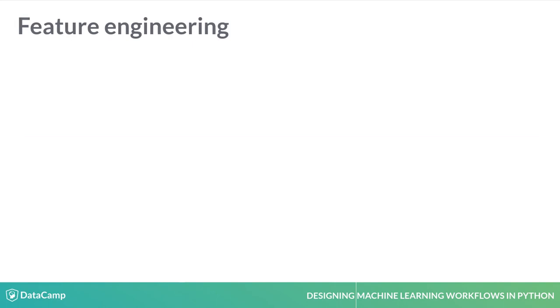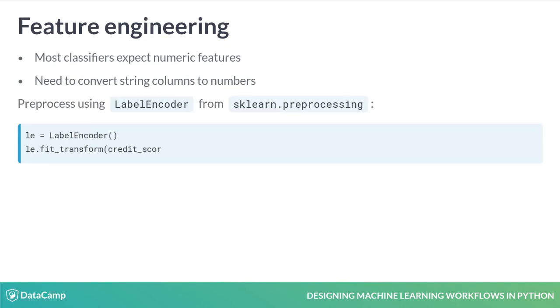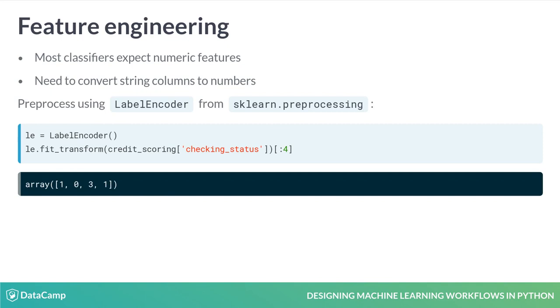Note that most classifiers expect numeric features. Hence, we need to convert string columns to numbers. This is an example of feature engineering, which we will meet again later in this course. We use the LabelEncoder class from the scikit-learn preprocessing module.